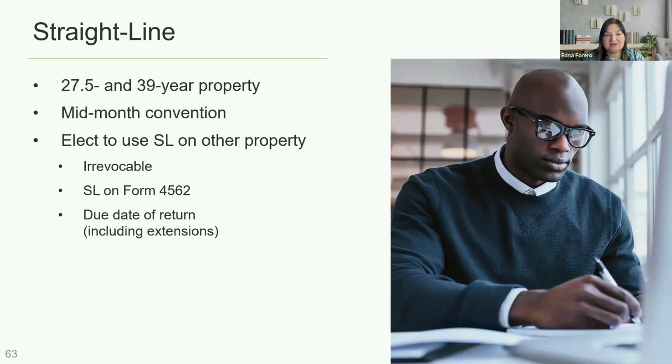It's mid-month convention, which means you start the depreciation in the middle of the month, and you elect to use straight line perhaps on other property as well. If you're going to do that on everything, then you will also make it irrevocable. You're going to report it on a 4562 by the due date of the return. So again, you, or your client, can elect to do all of your property under straight line. They will make that irrevocable election.